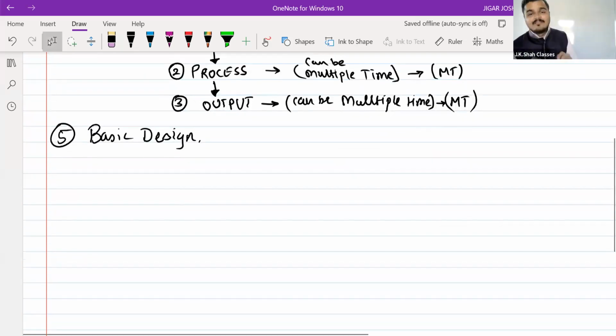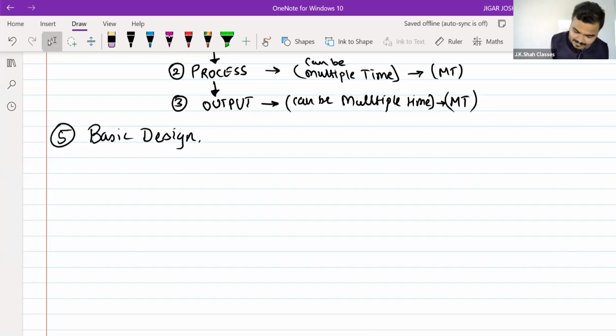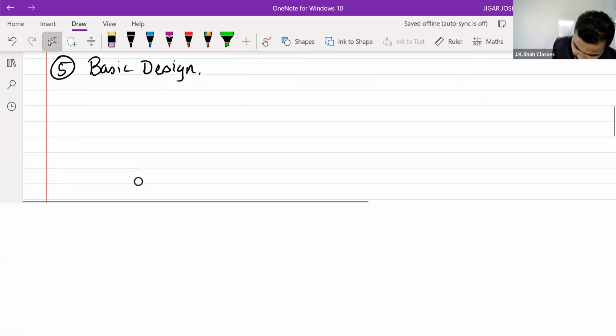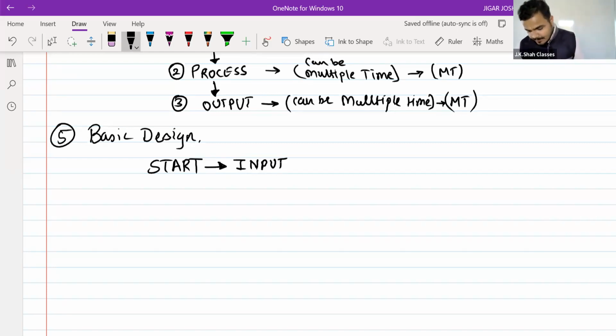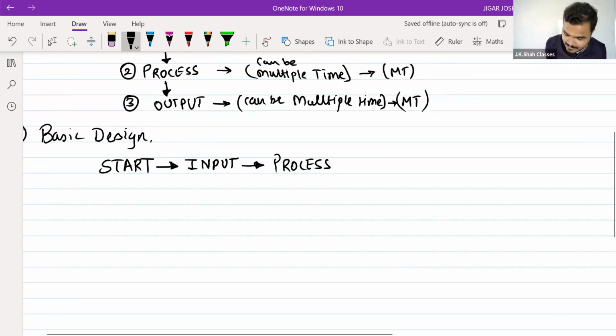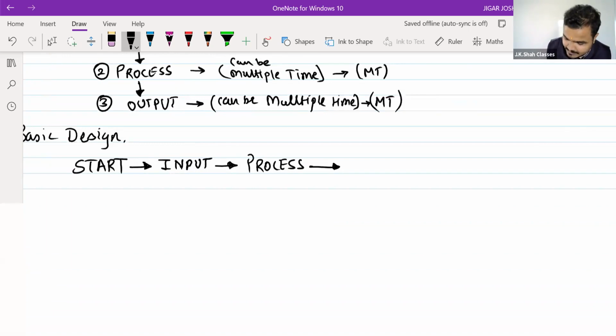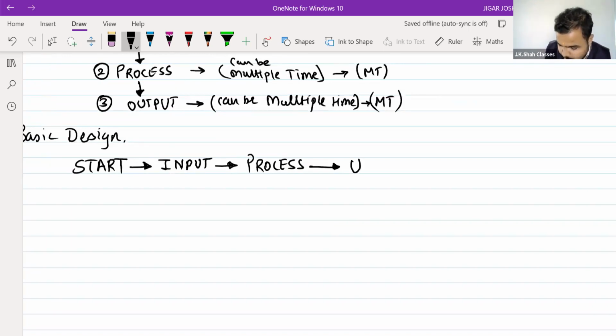The basic design of every flowchart, my dear student, is that every time we will always begin with a start. First, the software is required to start. Understood? Yes, sir. After start, the next important point would be input. Sir, input. After input, we will have the next thing, and that is process. Yes, sir. After process, the next most important thing that software will generate is output.